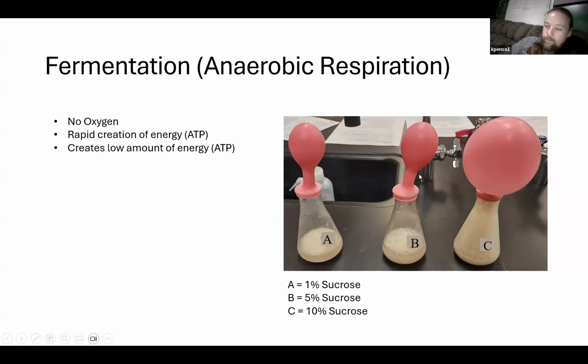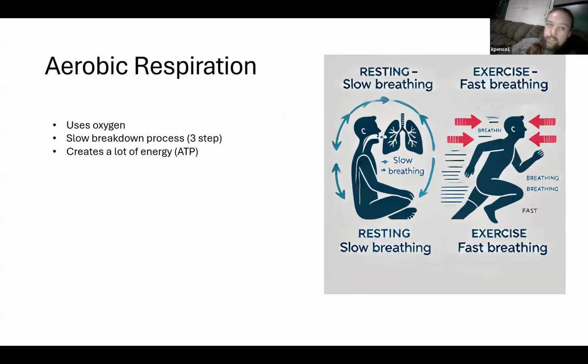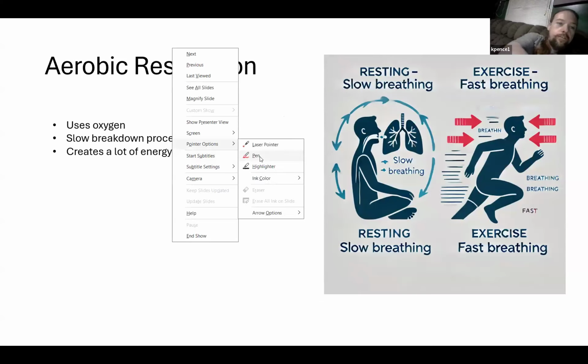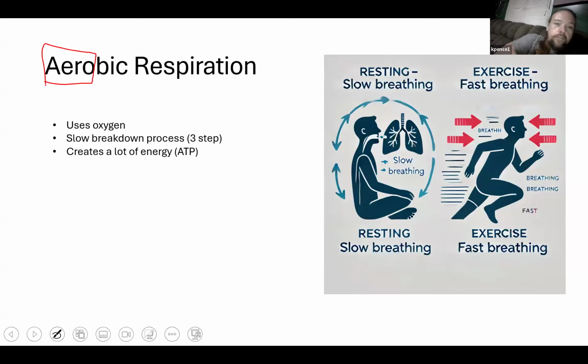What we would like to do, though, is this process called aerobic respiration. When you see aerobic respiration, look at the aero part. Aero equals air, in this case, oxygen. So this is when we breathe. This is the whole purpose why we breathe: to get oxygen in our body. It is a slow process. It does take 3 steps, glycolysis, citric acid cycle, and electron transport chain, in order to get the final product of ATP. But by slowly breaking it down, we get a lot of ATP.